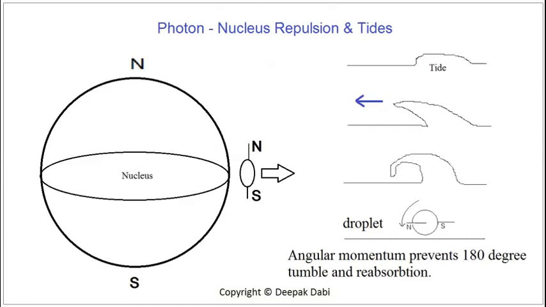This happens in the case of nucleus and photon. Photon being lighter flies off at higher velocity. When an electron jumps towards inner orbits, its associated tide on the nucleus bulges up and falls forward and creates a droplet which, due to repulsion, flies off. The high angular momentum prevents the photon from turning its axis.